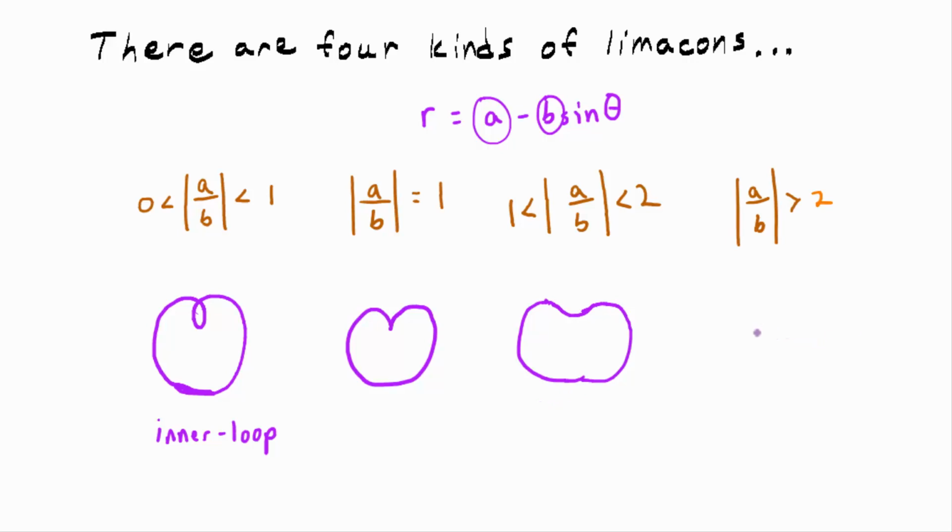All right. And then if the absolute value of A divided by B gets bigger than 2, that dimple just flattens out and it becomes closer and closer to a circle as the absolute value of A divided by B increases. So depending on how big it is, it might be a little bit flat. And then it starts really looking like a circle. But it will flatten out, at least on one part of the graph. I drew it on top, but again, it could be rotated.